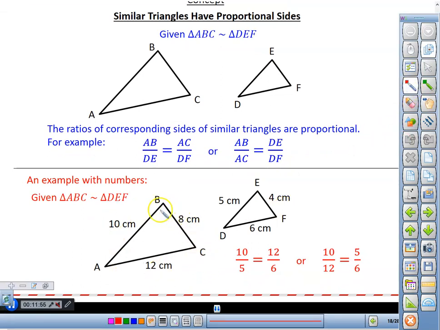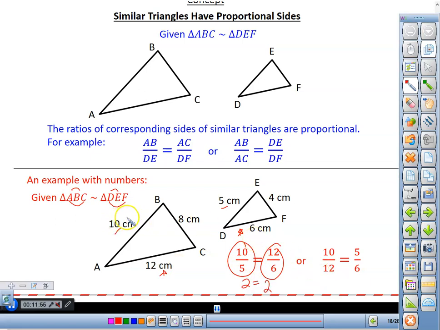So if we have these side measures for the larger triangle and these side measures for the smaller triangle, we take the larger to the smaller with the corresponding sides, and we figure that out from our similarity statement over here. So AB corresponds to DE, so that's these two sides. So 10/5, that's this ratio right here. And AC corresponds to DF, so that's these two sides. I have 12/6, and both of those would be a 2.